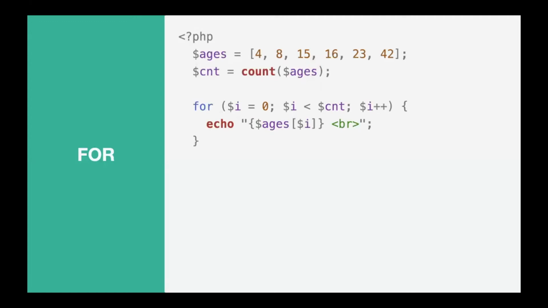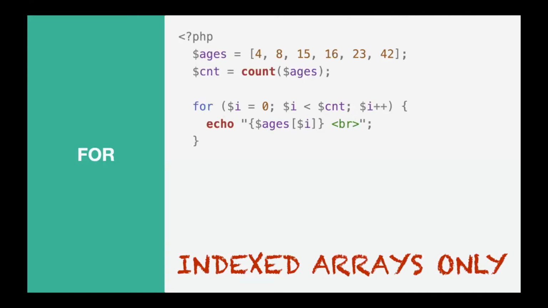So the for loop can be used for just normal iterations, for looping or repeating a block of code a certain number of times. It can also be used for arrays. Now, it's important to note that this will only work for indexed arrays. Last week, we talked about that we have two types of arrays. We have indexed arrays and we have associative arrays. This will only work for indexed arrays. It will not work for associative arrays.